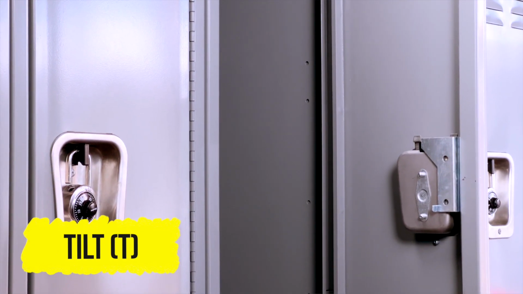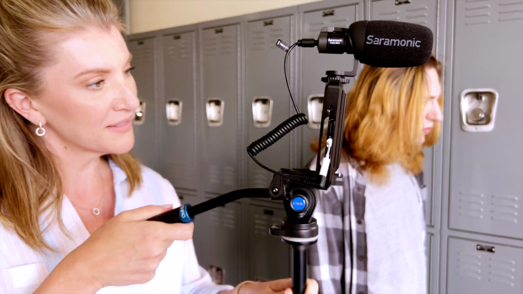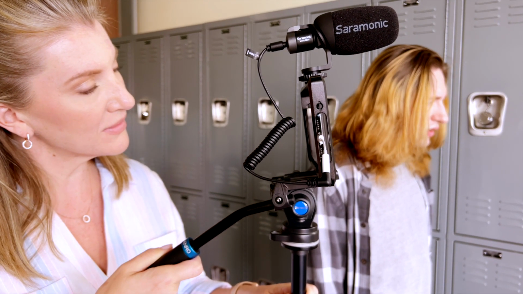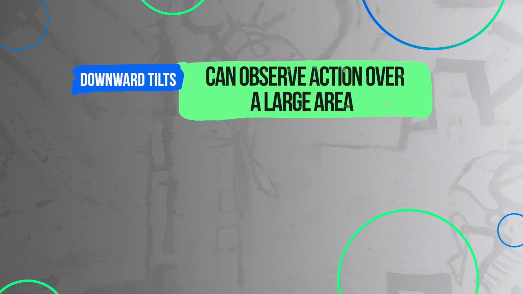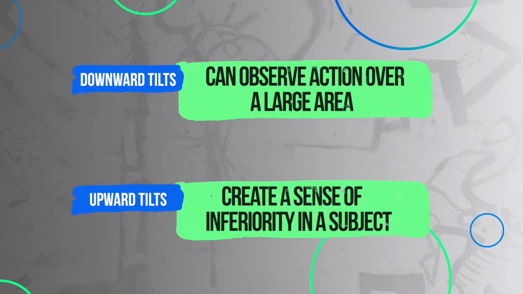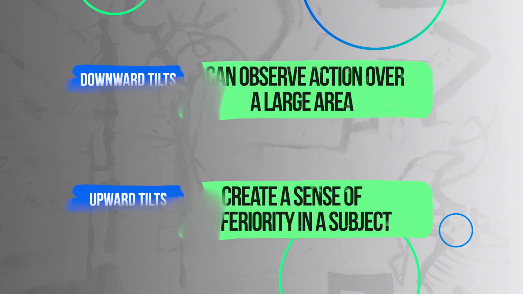A tilt is when your camera is fixed on the tripod but moves up and down on a vertical plane, similar to one raising and lowering their head. Just like the high and low angle shots, downward tilts are used to observe action over a large area. Upward tilt creates the impression of weakness and inferiority in a subject or character.